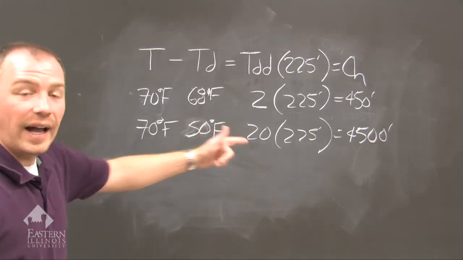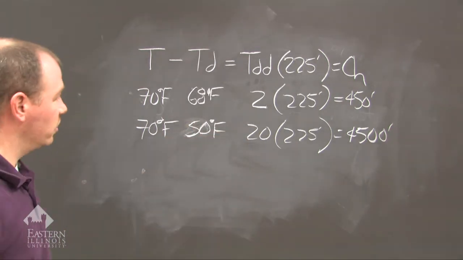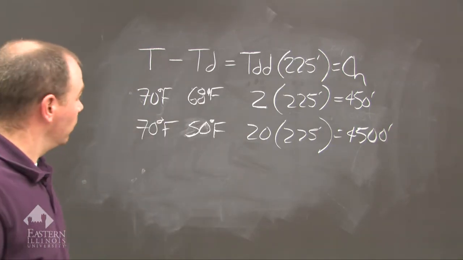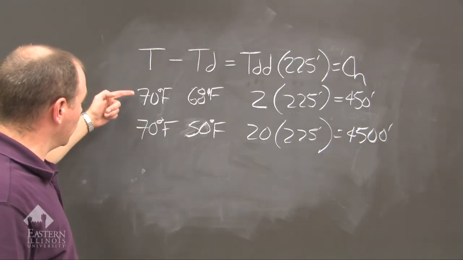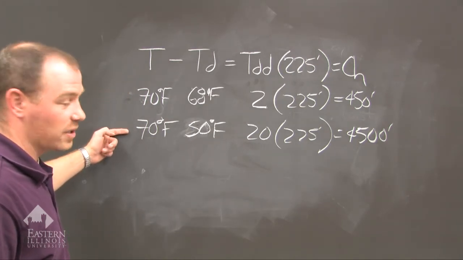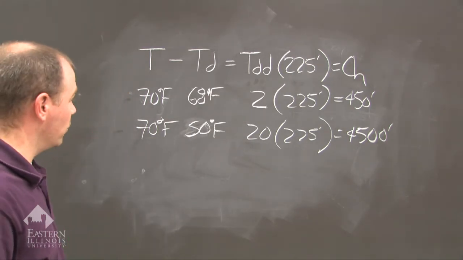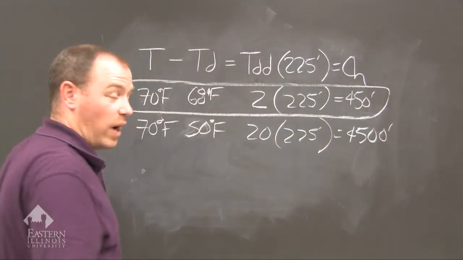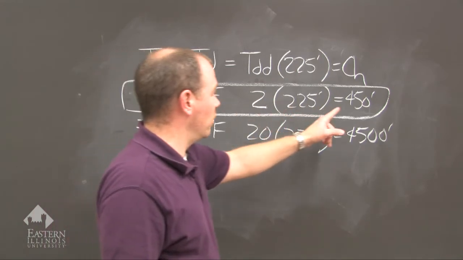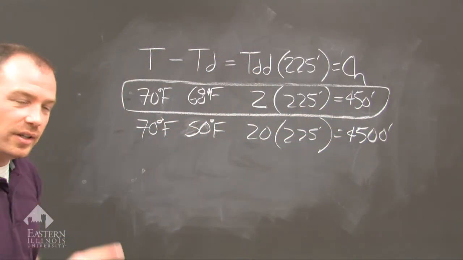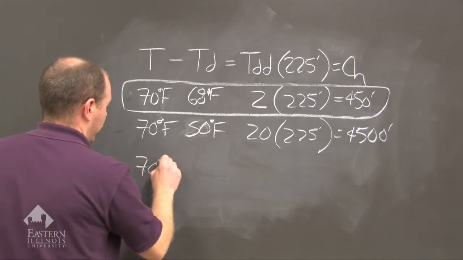So we get a higher cloud height. Now, tell me, which one is it raining? Is it raining when the cloud height is 450 feet, or when it's 4,500 feet? Well, the answer is, it is raining when the cloud height is closer to the surface. Now here's a trick one.